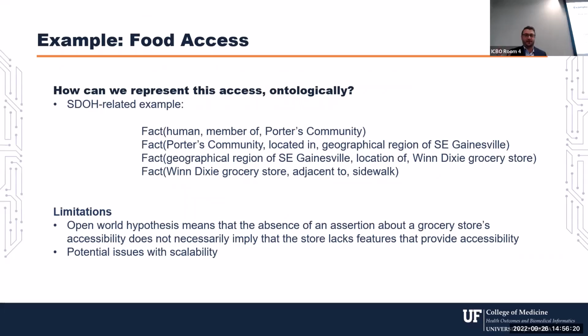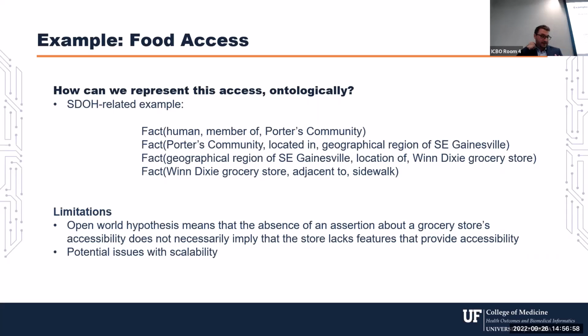And so here's an example of how you might use this to identify somebody who has access to the Winn-Dixie grocery store via a sidewalk. You would basically take the ontology representation that I had two slides back and transform it into this set of tuples. So you would have human member of Porter's community in that first tuple; second tuple, Porter's community located in geographical region of southeastern Gainesville; geographical region of southeastern Gainesville, location of Winn-Dixie grocery store adjacent to sidewalk. So this would identify somebody who has access to this.